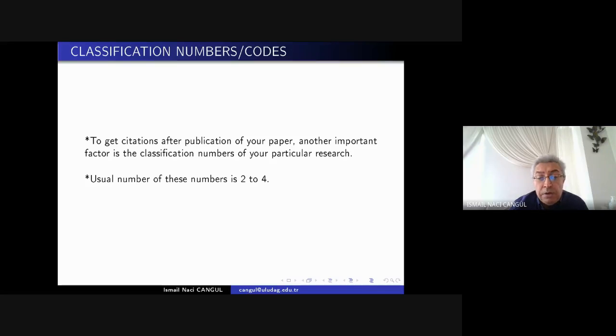Usually the number of classification numbers should be between 2 to 4 in general, of course. The journals will write sometimes some limits, down limits, up limits, so you must obey if you will submit to some particular journal.